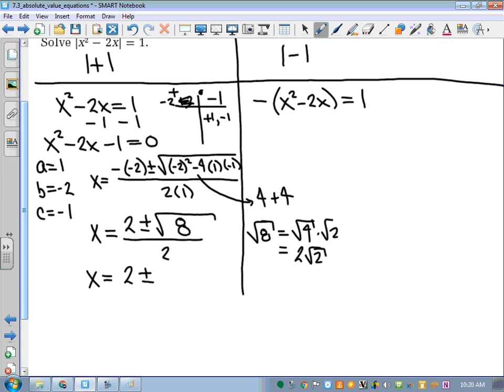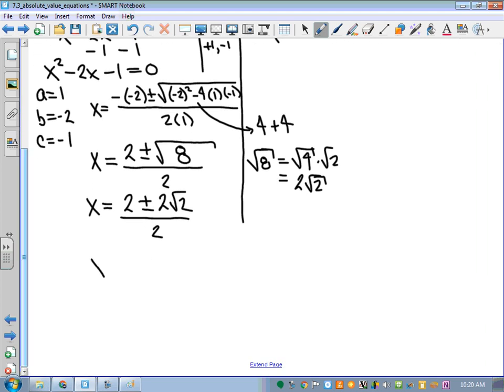Again, take a look back to your chapter 4 stuff if you're struggling with using the quadratic formula. We have a lot of good quality practice within that section. So 2 plus or minus 2 root 2 over 2. Every term in the numerator is divisible by 2. So I get that x is equal to 1 plus or minus root 2.